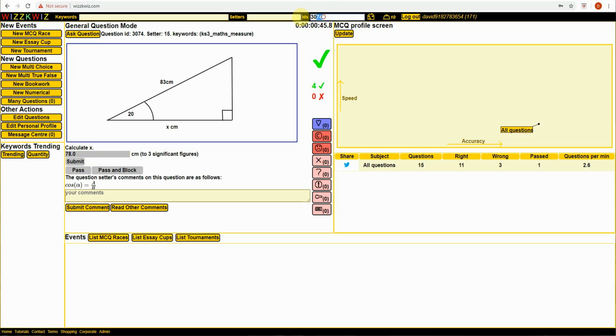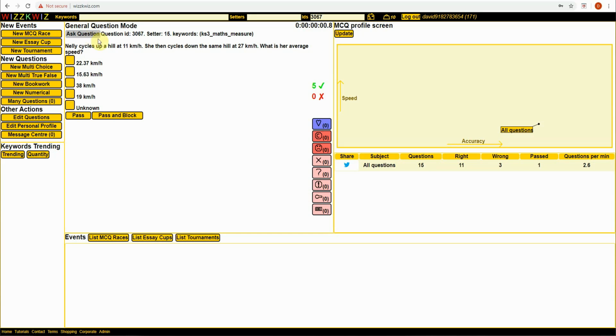Okay, so let's look at a slightly different type of question. Let's look at 3067. This time we've got a numerical question still, so you can randomly generate these questions with different numbers here and here. But what we've got this time is a multiple choice. We've got no graphics, so it's just a sort of standard question with a multiple choice. So Nellie cycles up the hill at 11 kilometers per hour, and she cycles down the same hill at 27 kilometers per hour. What is her average speed?